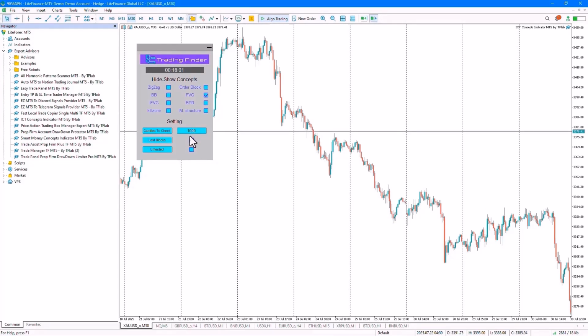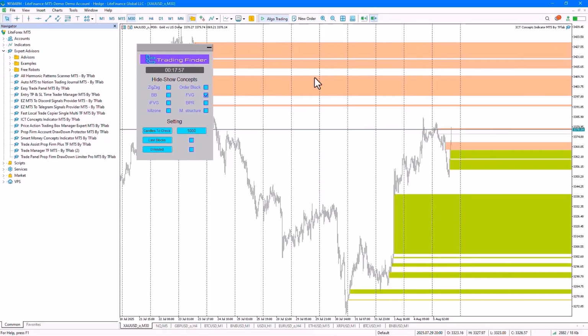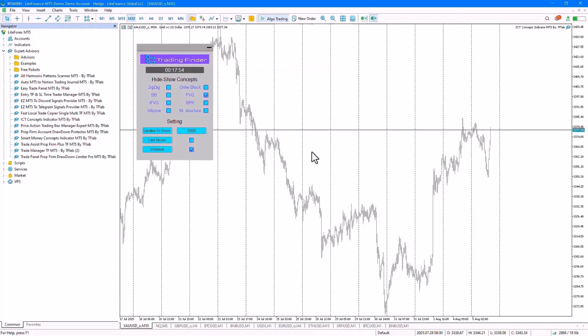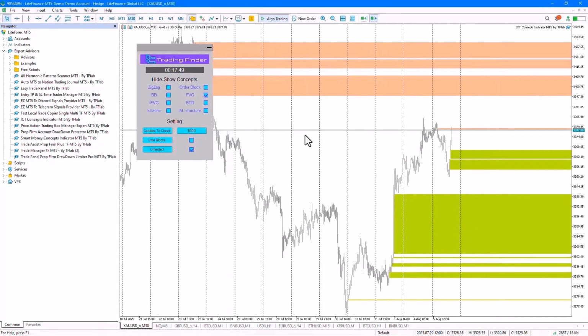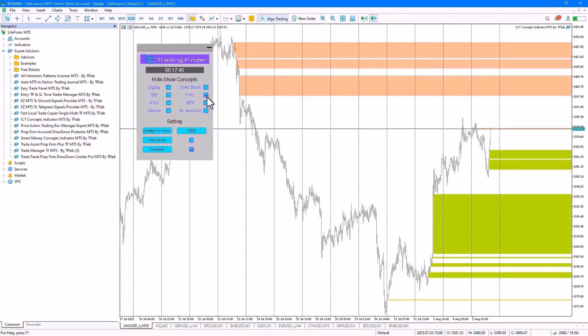Here we can activate different modes for the zones, and it will only display the zones that are fresh for us and that the price hasn't reached yet.